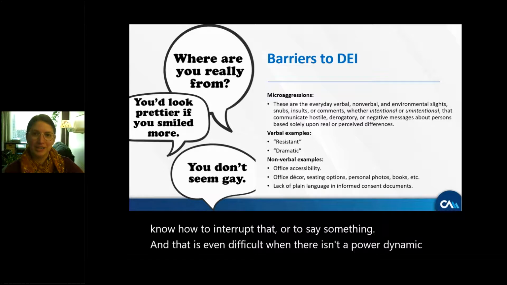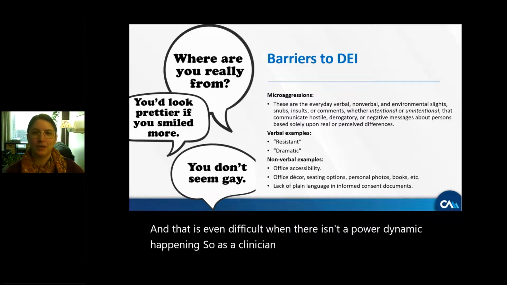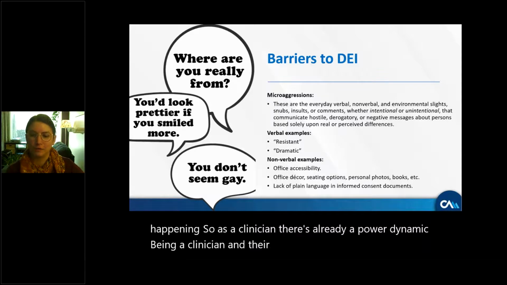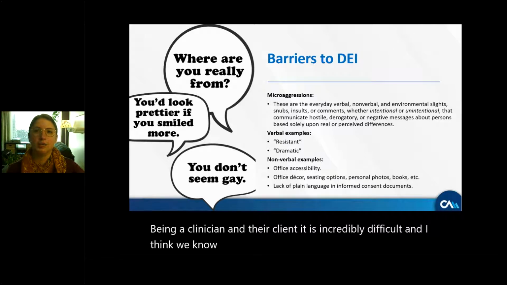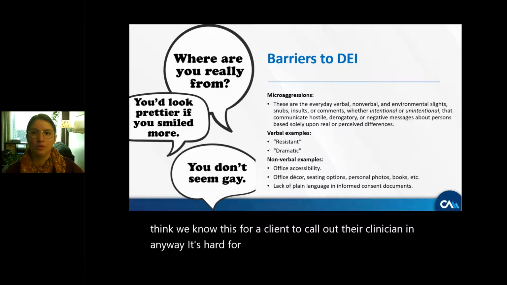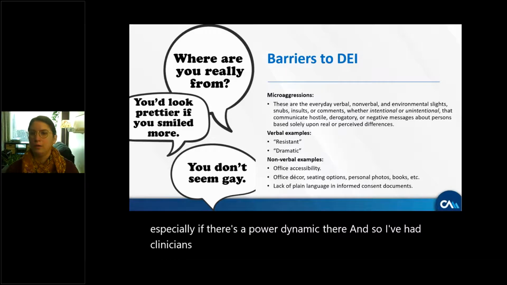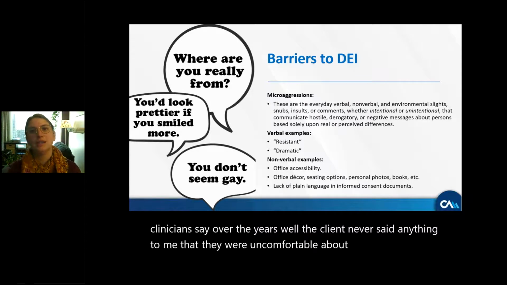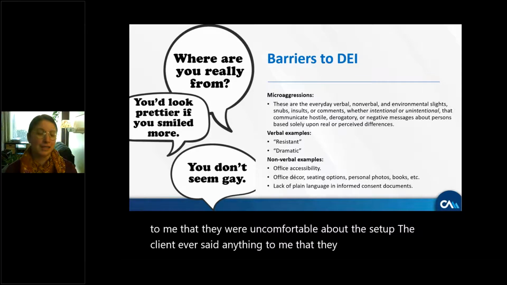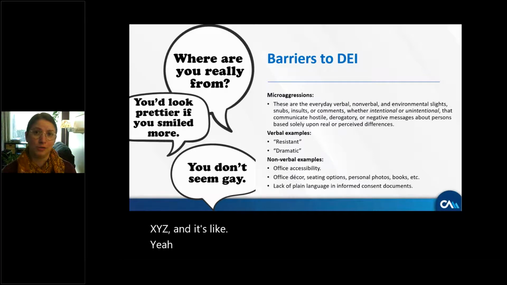So as a clinician, there's already a power dynamic between a clinician and their client. It is incredibly difficult, and I think we know this, for a client to call out their clinician in any way. It's hard for most people, regardless of who says it, but especially if there's a power dynamic there. And so I've had clinicians say over the years, well, the client never said anything to me that they were uncomfortable about the setup. The client never said anything to me that they needed XYZ. And it's like, yeah, a lot of times they're not going to. They're uncomfortable. There's a power dynamic there.